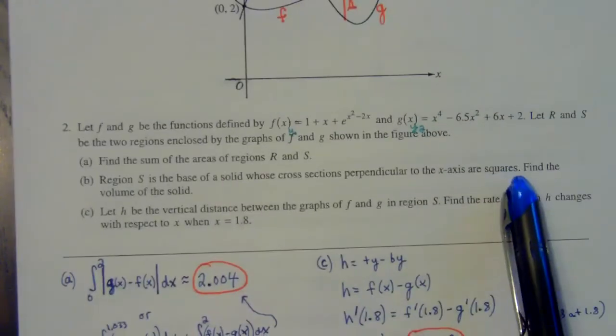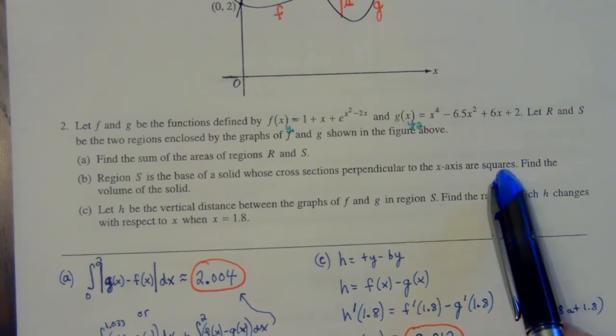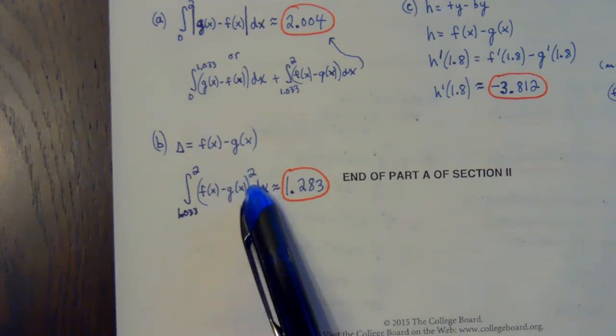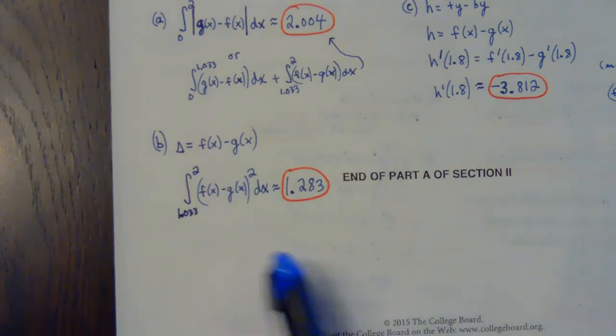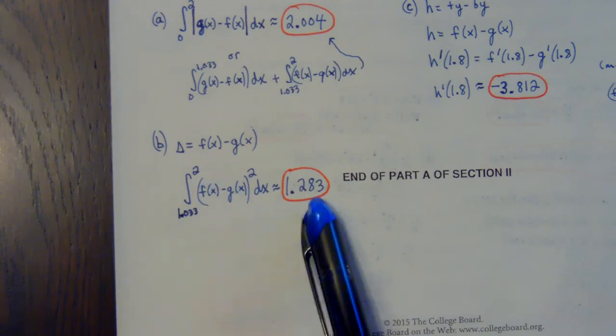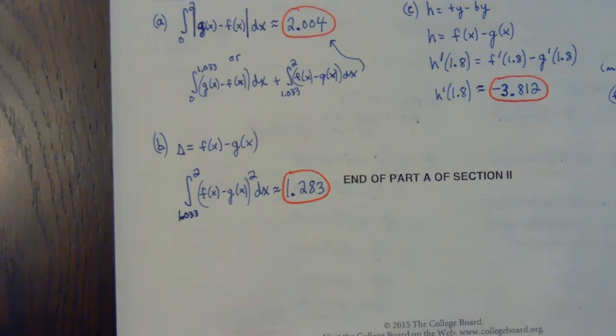And they said we're doing squares. So the cross sections, you integrate the area of your cross section shape. You're going to integrate squares. So you're going to integrate that thing squared. So I integrate the F minus G squared, and it's just the S region. So from the 1.033 to the 2, math 9 that thing, be careful and make sure you're doing it on your own. Make sure you're able to get that answer pretty easily there with the math 9.